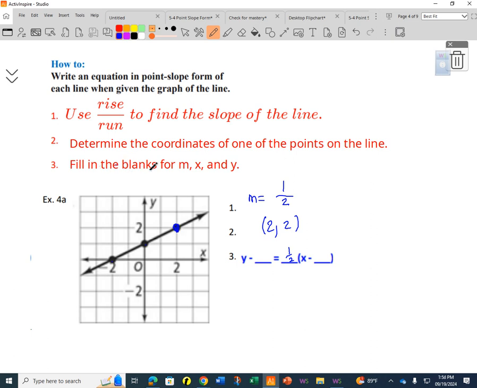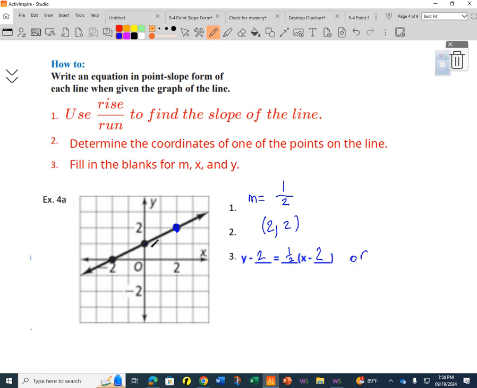And now if we fill in the blanks, we've already filled in our slope. This is the y-coordinate, this is the x-coordinate. If you're writing the equation of a line from a graph, we really could have an infinite number of points because we can use any point on the line. So just using these 3 points, we could have 3 different equations.